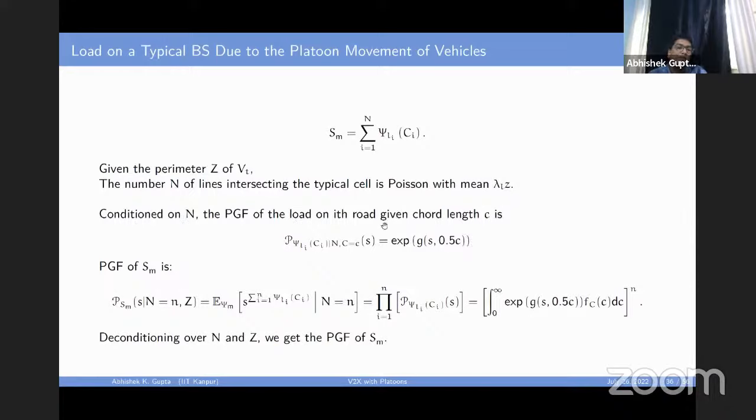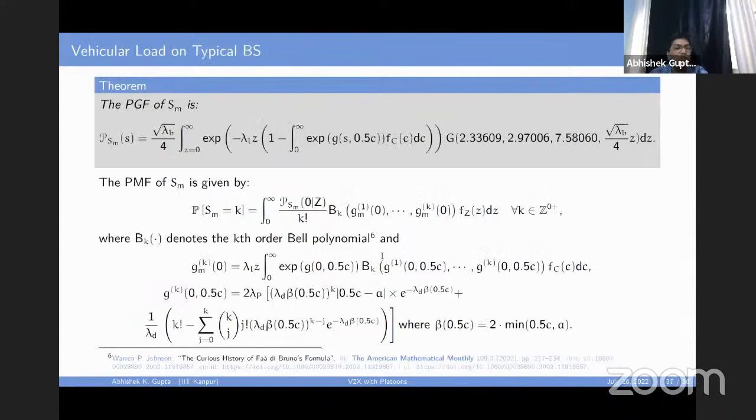Remember, we have computed this. If I have a fixed chord length, then we can compute how many points are there, and the PGF is given by this. And I can combine all these 3 together. So condition on, we have the distribution of Z. Condition on Z, we have how many number of lines intersecting. And then for each number of roads, we have the number of points distribution. We can combine together to compute the load. Okay, so we get this expression, and we can of course compute the moments and the PMF from this PGF.